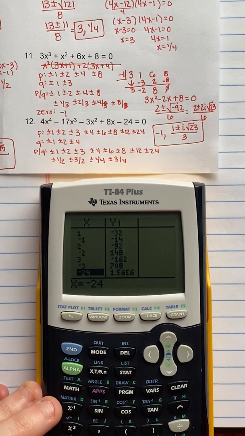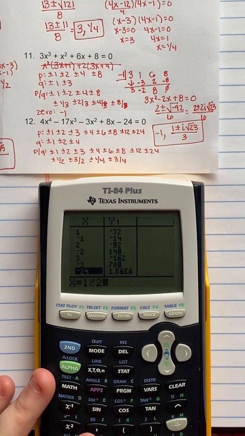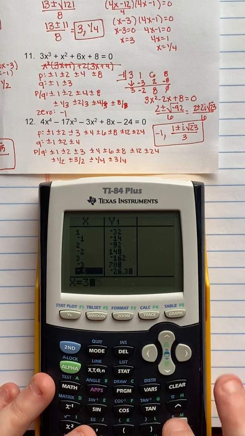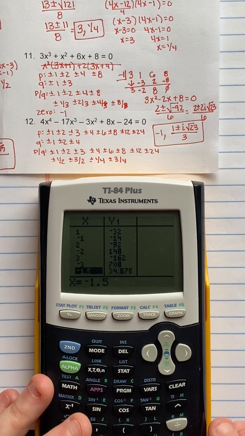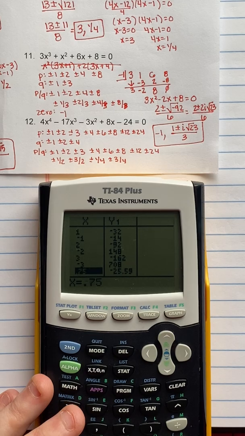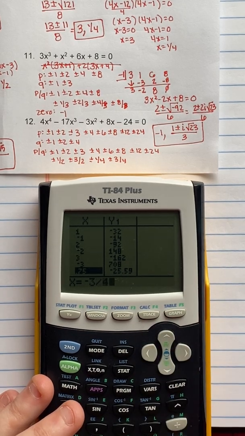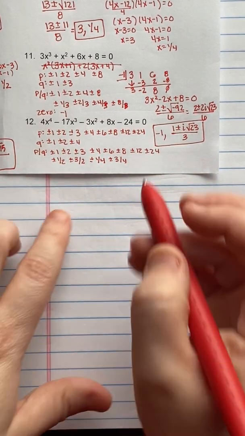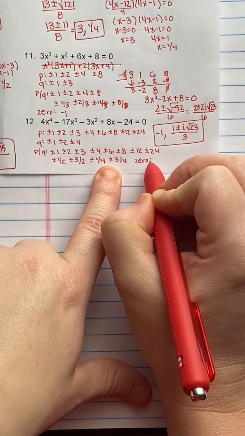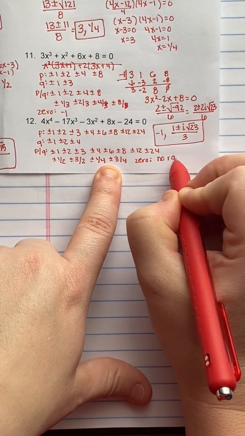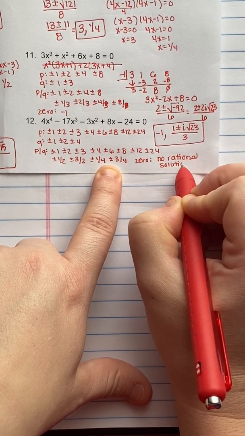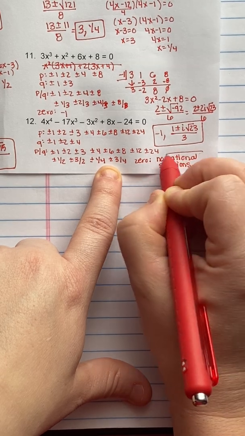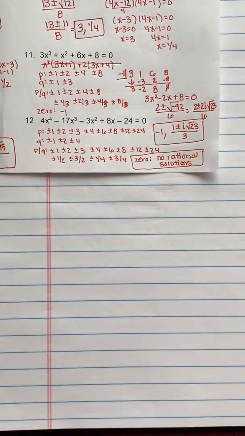So none of those integers worked at the top, those whole ones. All right, now my fractions. 1/2, -1/2, 3/2, -3/2. Typed it in backwards. 1/4, -1/4, 3/4, and -3/4. All right, so nothing worked right here. So to solve this problem for my zeros, I'm going to write no rational solution, which probably means my solutions to this problem are all going to be imaginary answers.